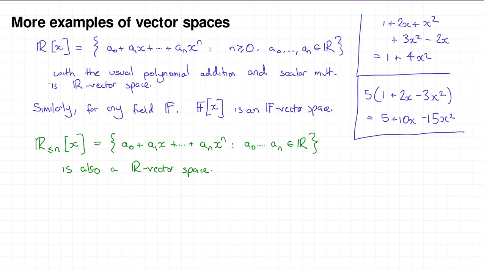So the difference between this and our previous example was that in our previous example, R of x, the polynomials in R of x could have any degree at all. This means for any n greater than or equal to 0. It contains polynomials of any degree you like, whereas R less than or equal to n of x contains only polynomials of degree less than or equal to n.